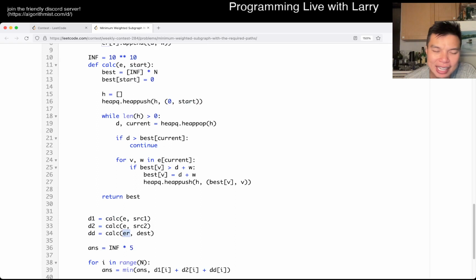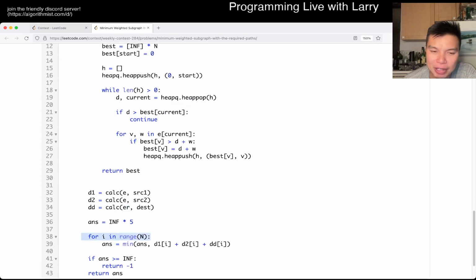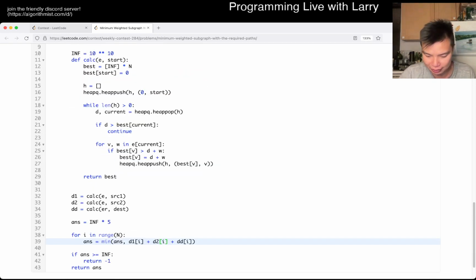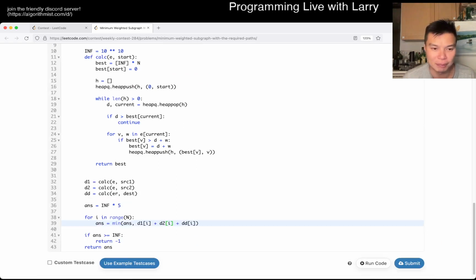And then at the end, we just brute force the middle node. And the cost is, of course, D1 to node i, D2 to node i, and then the destination to node i on the reverse graph. And then you take the min. And of course, if it's greater than infinity, then it's just -1. But otherwise, yeah, that is your answer, and that's basically it. I'm going to make this slightly smaller so you can see it on one screen, though you could also pause it, of course.